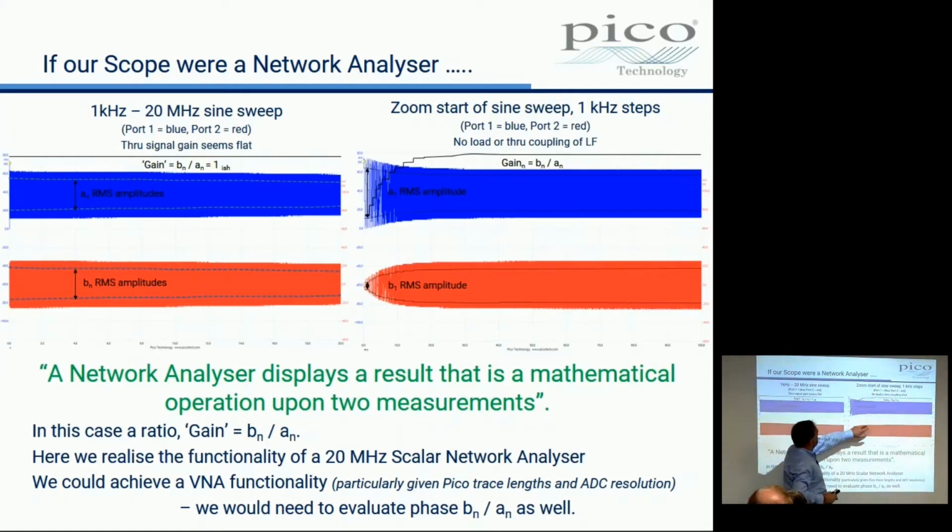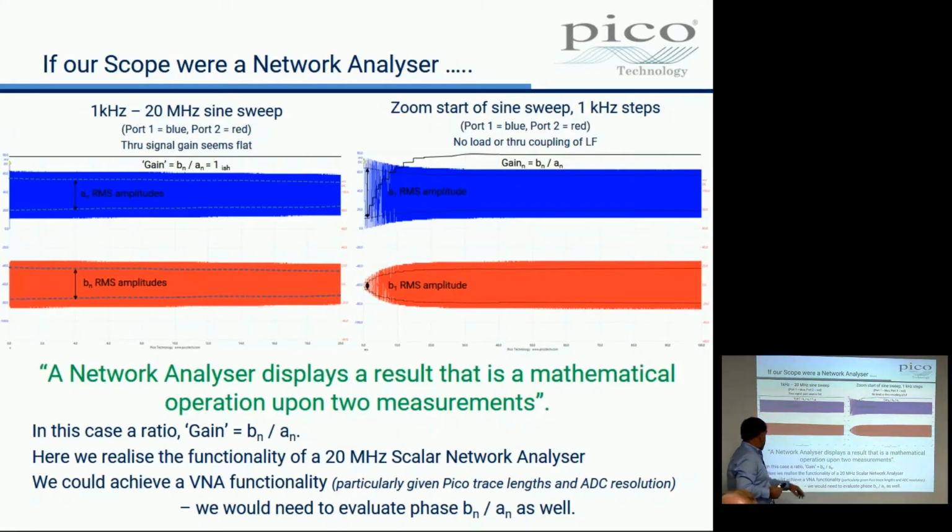If you zoom in, what you see is this. So it has no gain or very little gain at low frequency, and then the gain increases to 1. Okay? And the network analyzer, if the scope had the function, would plot that. I guess you can use math waveform actually. You could plot that as a math waveform on the PicoScope. So a network analyzer displays a result that is a mathematical operation upon two measurements, an input and an output, or a forward wave and a reverse wave.